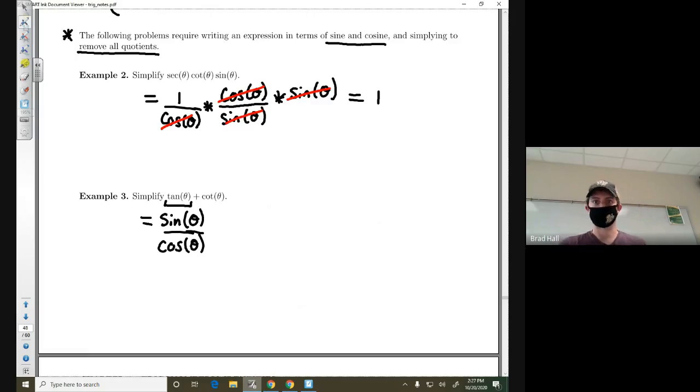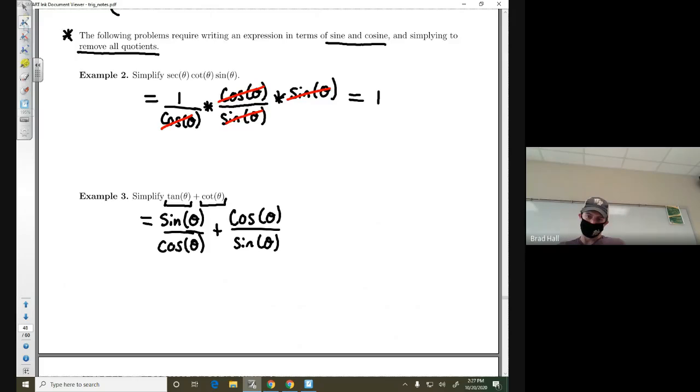So that's the tangent part. And then there's a plus sign, and then cotangent. Simply, well, cosine of theta divided by sine of theta. So that's the first step, converting everything to sines and cosines.